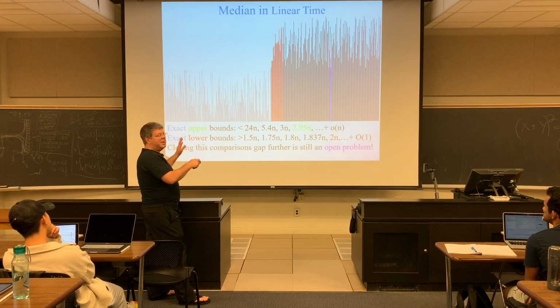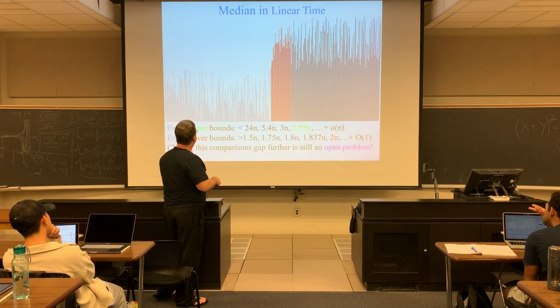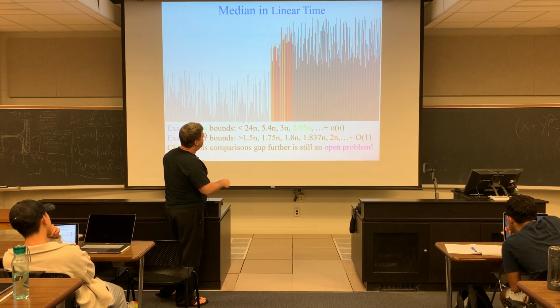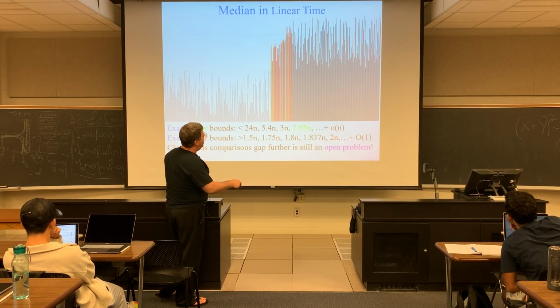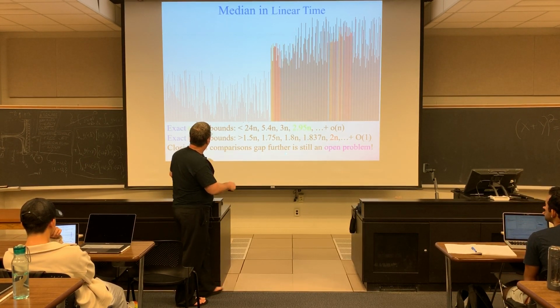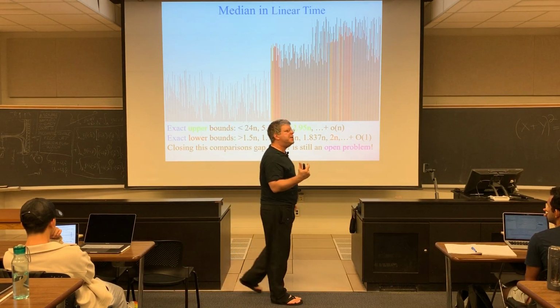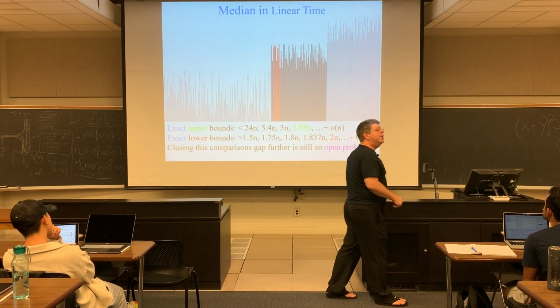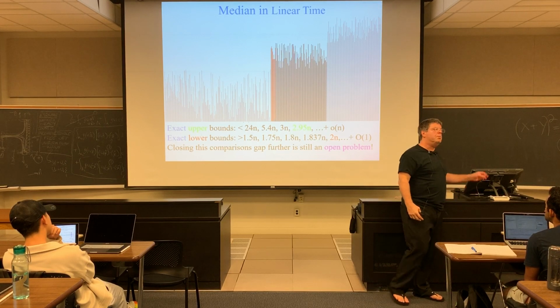So this is separate from the algorithm. This is not to do with the algorithm. This is the theoretical bounds on the number of comparisons. The lower bounds went from 1.5n to 1.7 to 1.8 up to 2. And somewhere between 2n and 3n, roughly, is the minimum number of comparisons it takes to find the median. Nobody knows where it is still. It's still an open problem.